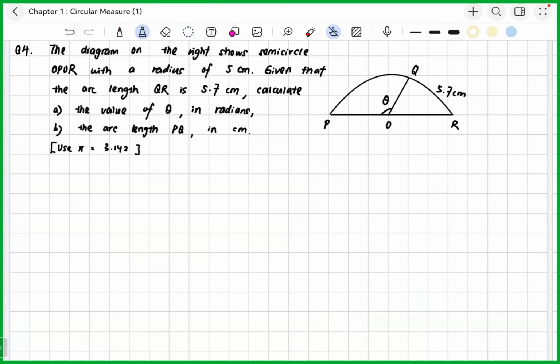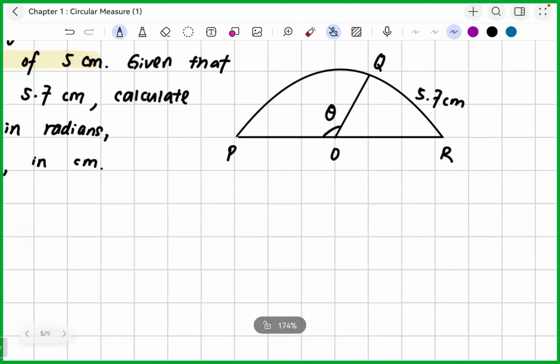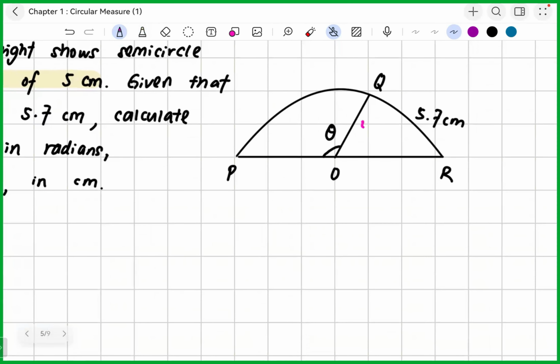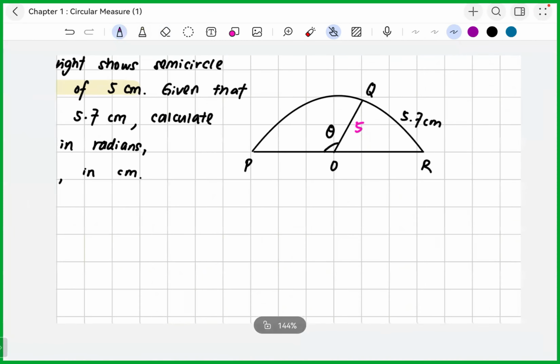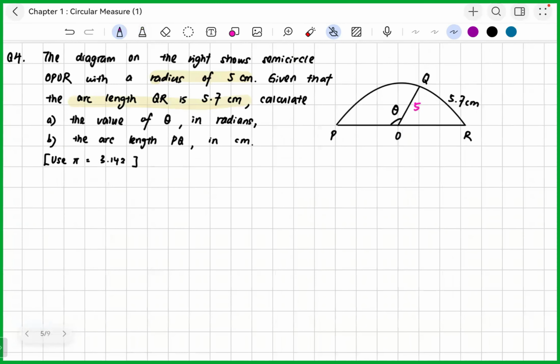So a semicircle OPQR with a radius of 5 cm. First thing first, you have to label, because the diagram didn't label it for you. Let's say the radius is here. You can label it here or here, it is not a problem, it is correct. Let's say I label it on the line OQ. Given that the arc length QR is 5.7, it did label it for us. Calculate the value of theta in radian.